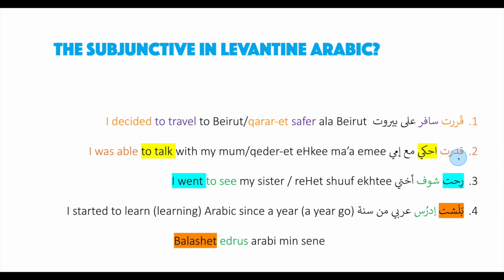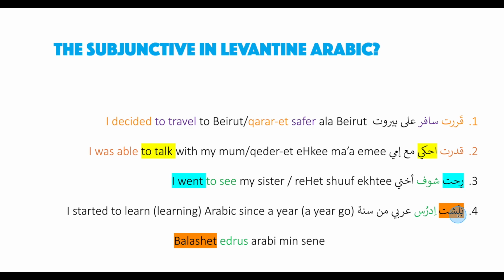Our second sentence, قدرت أحكي مع أمي. The literal translation for it, قدرت, I was able, أحكي, I speak, مع أمي, with my mom. So past tense followed by present tense. Both tenses are conjugated with I, and it means I was able to talk. رحت شوف أختي. I went to see my sister. رحت, I went, شوف, I see. I went to see. So past tense followed by present tense. And both here are conjugated with the same subject pronoun.